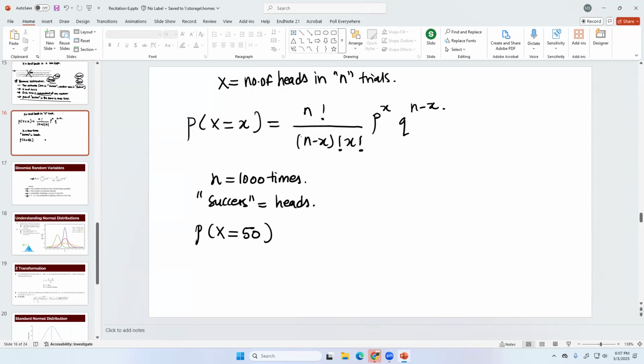So if I want to find this probability of x, what is x? X is the number of heads in n trials. And what I'm saying is x can have different possibilities. What is the probability of this specific possibility? What is the probability that x equals 50, right? To find things like these, you can use this formula from a binomial distribution. Okay, so how do you find this? Use the above formula. What is n factorial? n is 1,000, right? So 1,000 factorial. n minus x is, yes. These are called factorials.